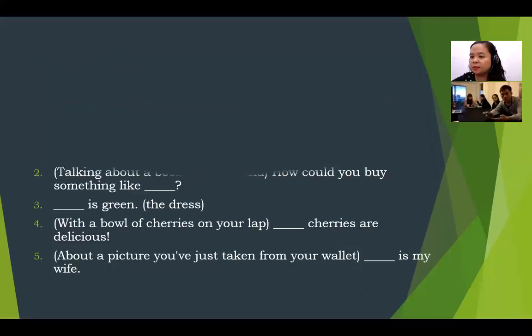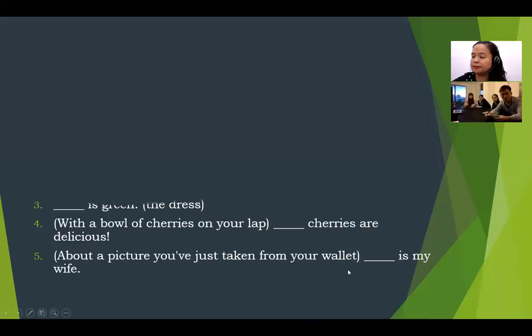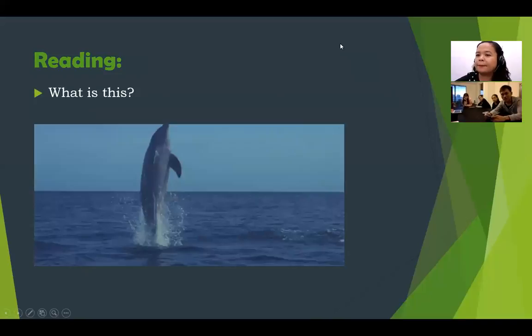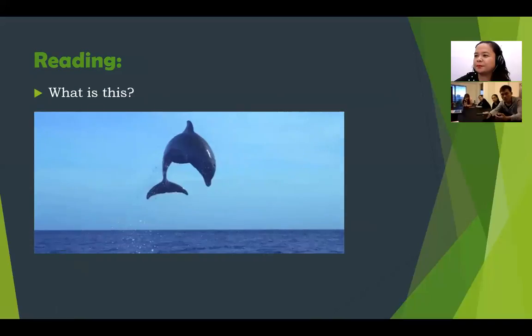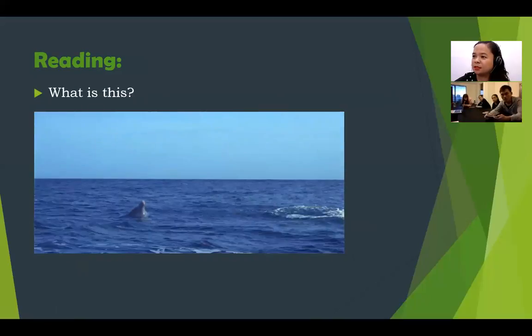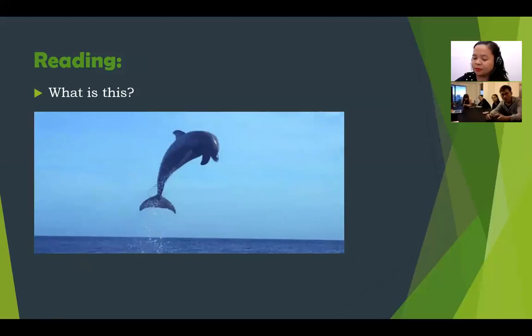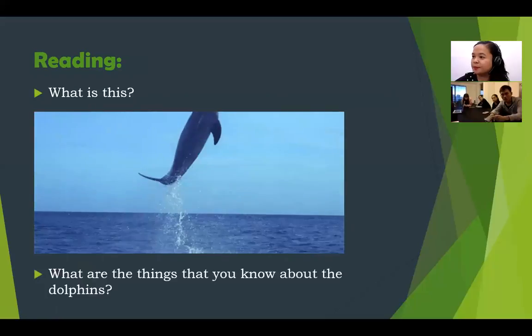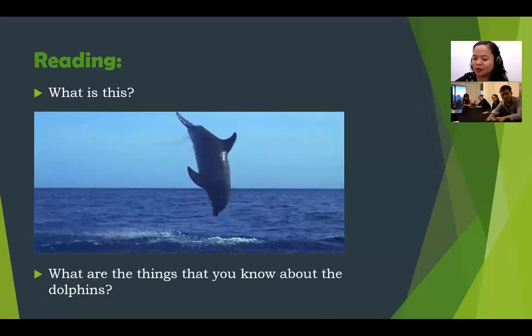Okay, any questions about the use of the pronouns? Yes, Joshua, what is your question? No question. Okay, so let's have reading. So anyone, can you tell me what this is? Can you see? A dolphin. Yes, it is a dolphin, jumping out of the water. It is jumping out of the water.